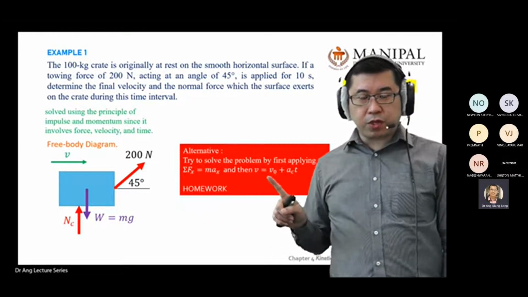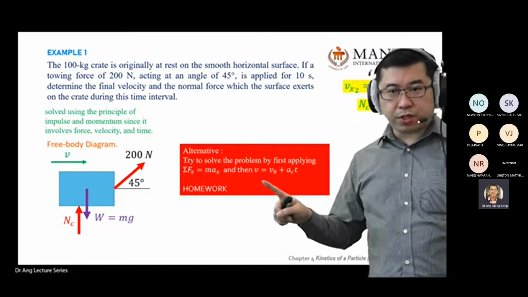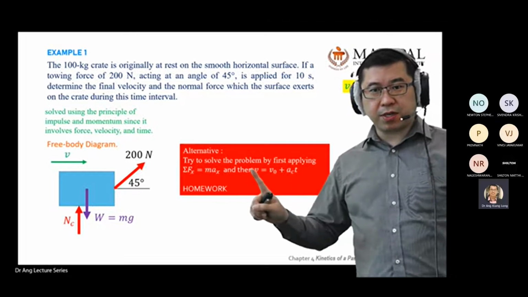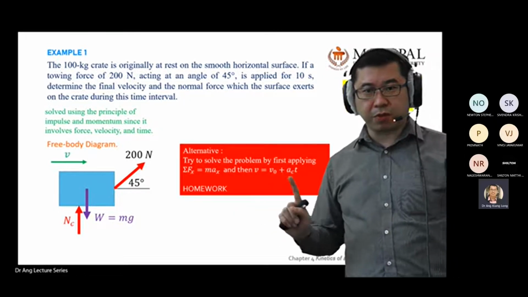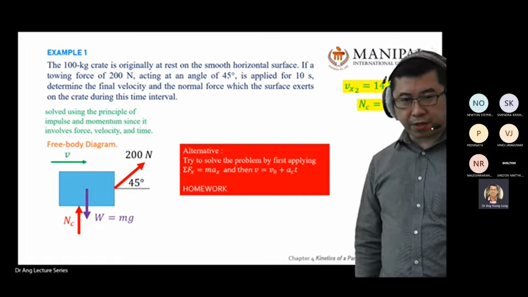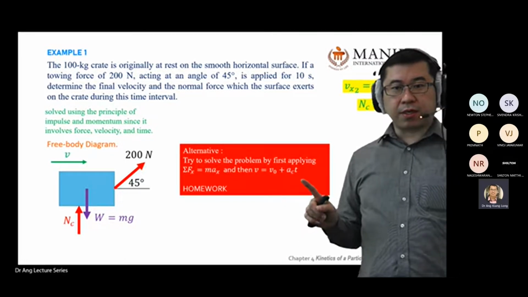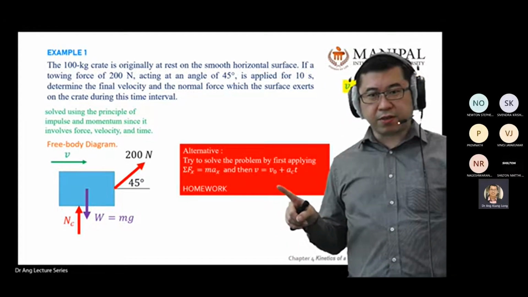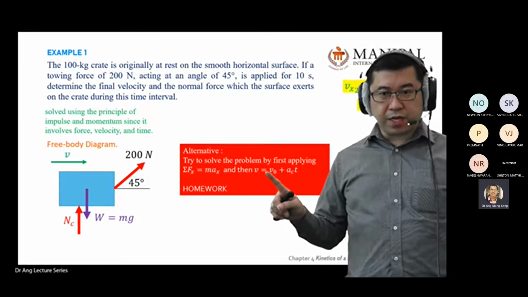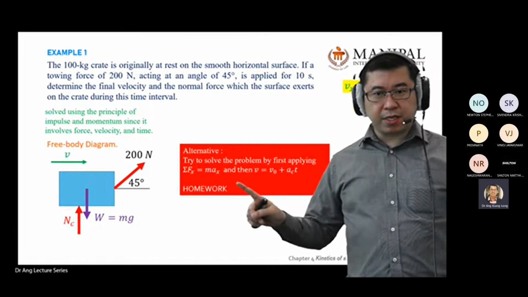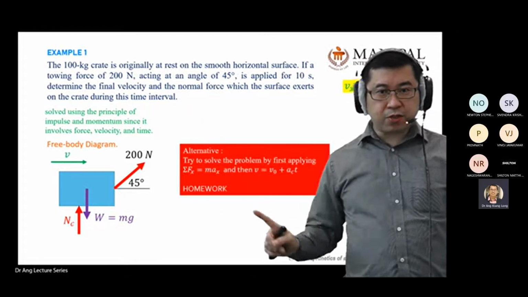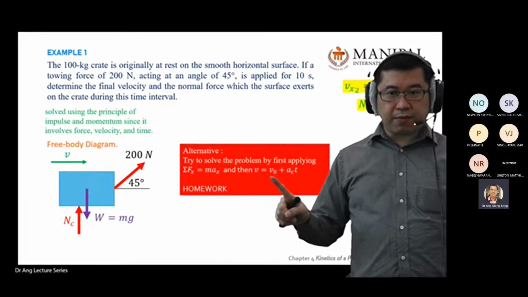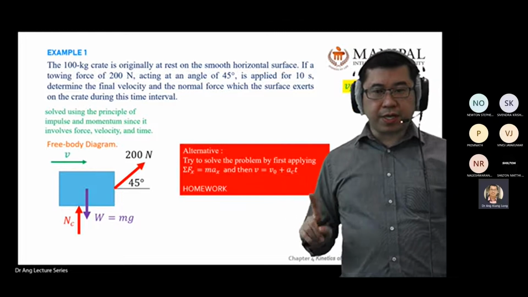Then you use the Newton equation, V equal to V naught plus AT. This one you learned in chapter 1 or chapter 2, when we derived the VT graph, AT graph, ST graph. V equal to V naught plus AT. You can solve this problem by using F equal to MA and V equal to V naught plus AT.